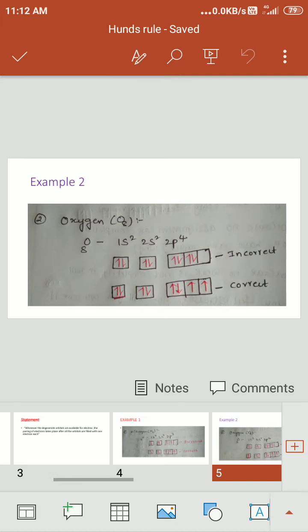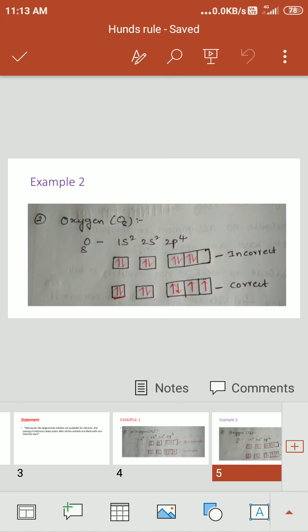Now example 2, oxygen, atomic number is 8. Oxygen has 8 electrons. So the configuration is 1s2 2s2 2p4. The first configuration is incorrect. Why is this incorrect? The p subshell has three degenerate orbitals. We have to pair the electrons only after all the orbitals are filled with one electron each.